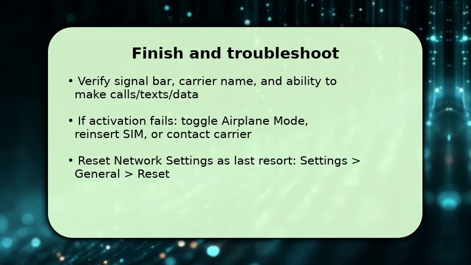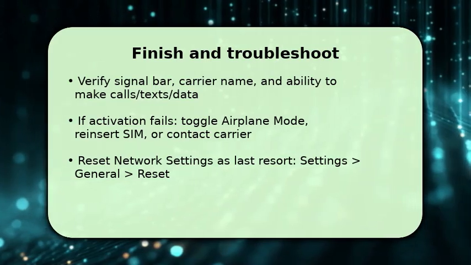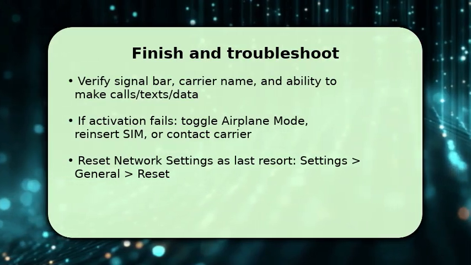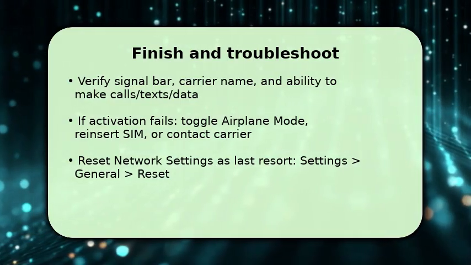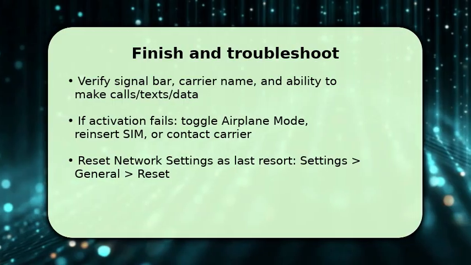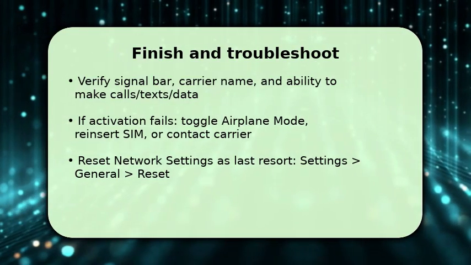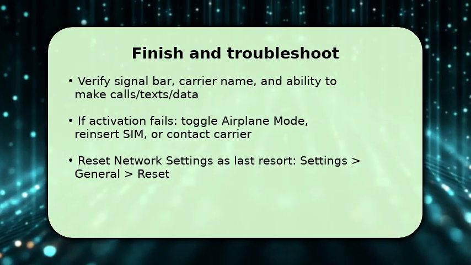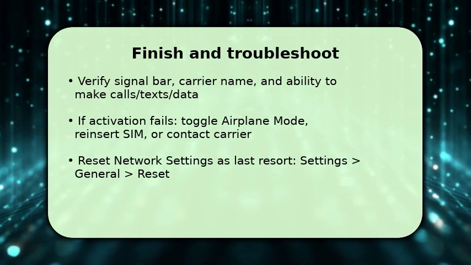If things go wrong, try simple fixes first. Toggle airplane mode, power cycle the iPhone, or remove and reset the SIM, or reapply the eSIM profile. If that fails, reset network settings to clear stale configurations, but note this removes saved Wi-Fi networks. Make sure to contact your carrier if activations still won't complete, so they can complete provisioning on their end.